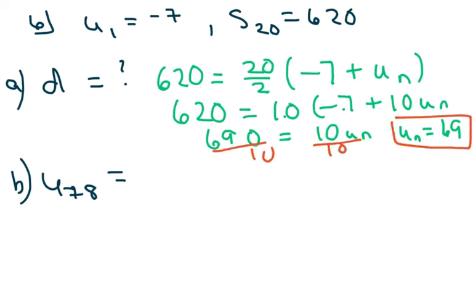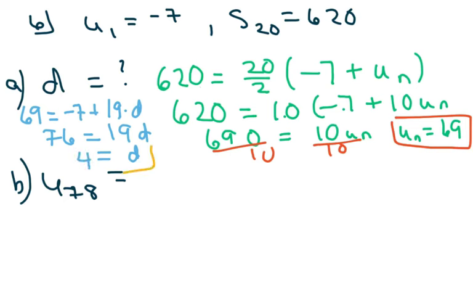Now we have to find d. We just use our other formula. So a sub n is 69 equals negative 7 plus n. What's my n? n is 20, so that's going to be 19 times d. So you add the 7, and you're going to get 76 equals 19d. So d is 4. I'm sorry about squeezing that in.